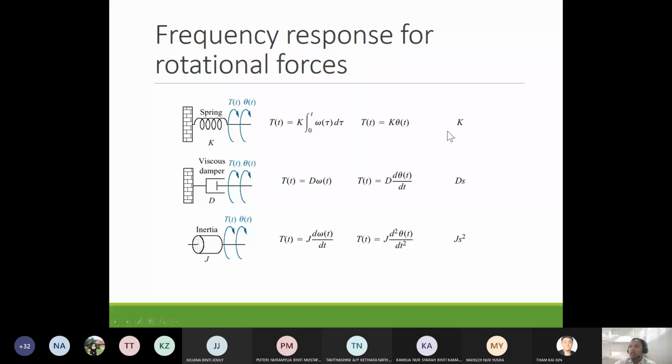So for K theta in frequency domain, it will become K theta(s). For damper, it will become D s theta(s). So Ds because it's the velocity. And then for inertia, it's J times s squared theta(s). So s squared because it's acceleration, double differentiation.